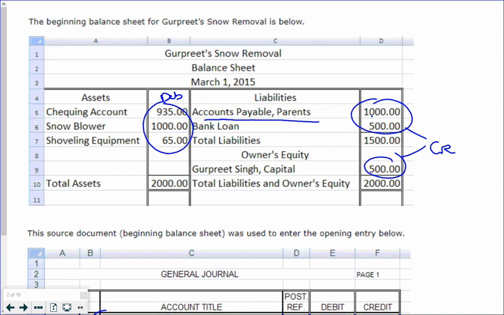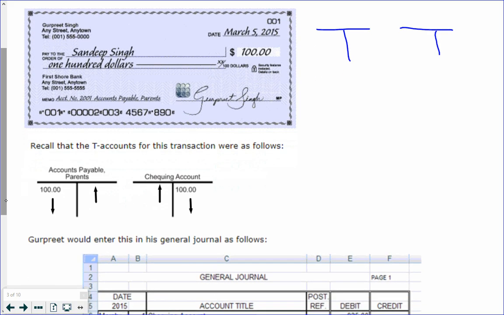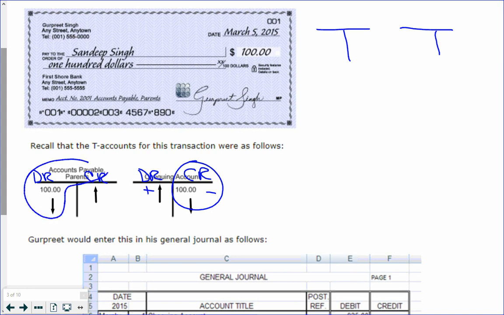Okay, so what we've been doing in lesson 1 and lesson 2 is he gave his parents $1,000, right? So we have been saying, so the checking account, the cash is going to go down by 100, or in other words, we're going to credit cash, which means we're going to debit accounts payable, right? Because every transaction has to have one credit and one debit.